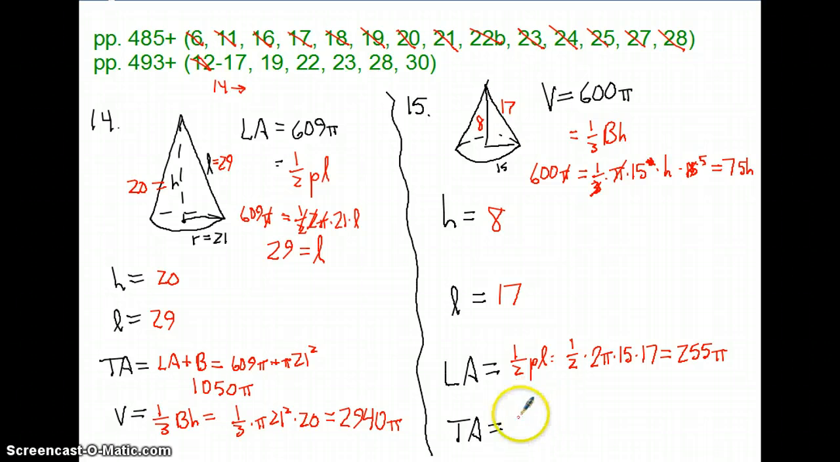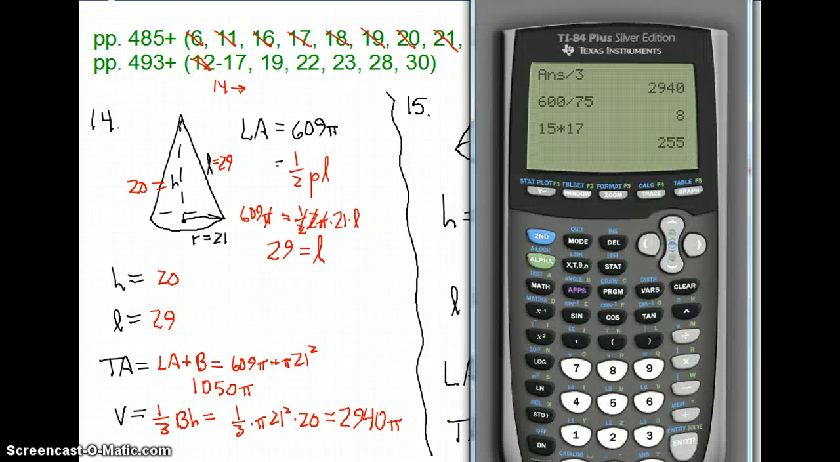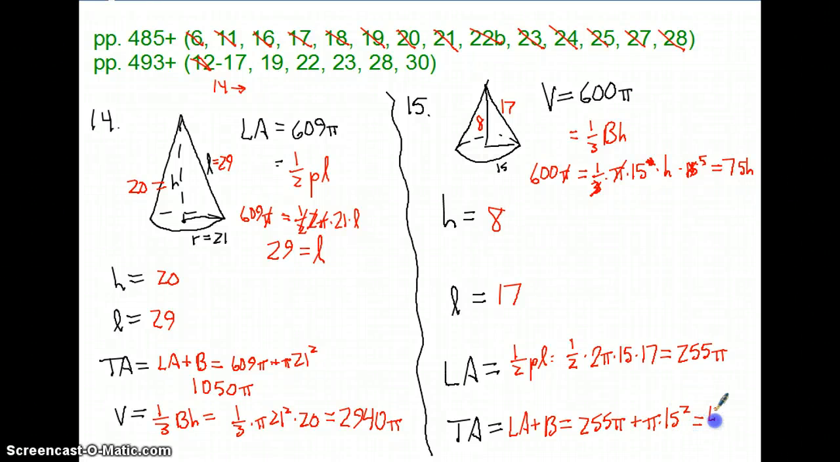Okay. And total area is lateral area plus a base. Lateral area is 255 pi plus pi r squared. R squared is 225. I'll just add it like this. I get 480. I'm all in pi, so I can just add them all up.